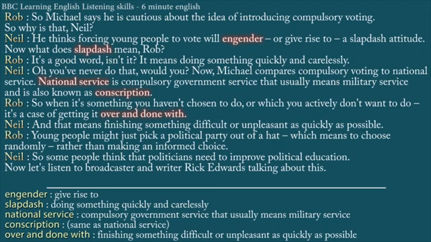Now, Michael compares compulsory voting to national service. National service is compulsory government service that usually means military service and is also known as conscription. So when it's something you haven't chosen to do or which you actively don't want to do, it's a case of getting it over and done with. And that means finishing something difficult or unpleasant as quickly as possible. Young people might just pick a political party out of a hat, which means to choose randomly, rather than making an informed choice. So some people think that politicians need to improve political education.